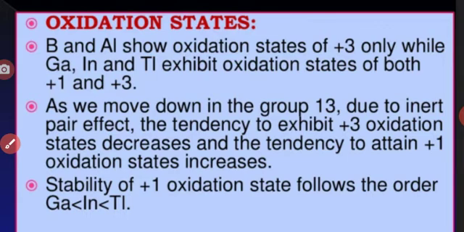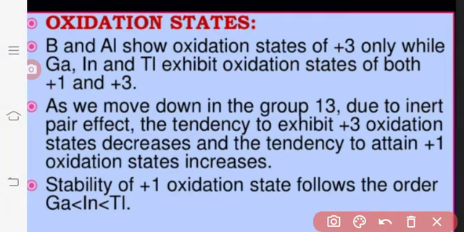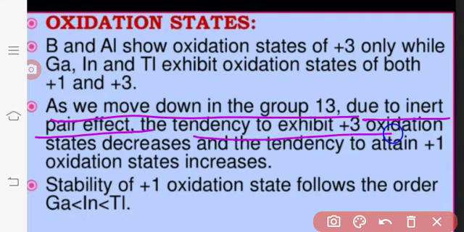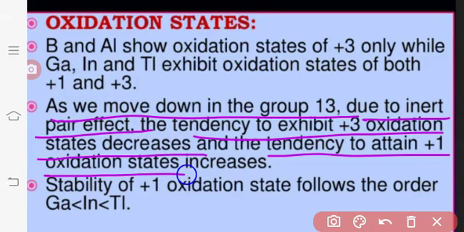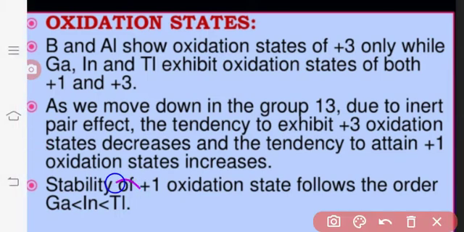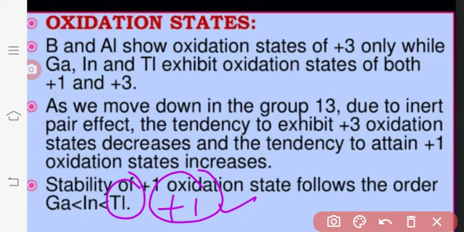So this effect is called the inert pair effect. As we move down the group 13 elements, due to the inert pair effect, the tendency to show the +3 oxidation state decreases and the tendency to attain the +1 oxidation state increases. In the case of thallium, the +1 oxidation state is more predominant as compared to +3. The compounds in the +1 oxidation state are more ionic as compared to the +3 oxidation state.